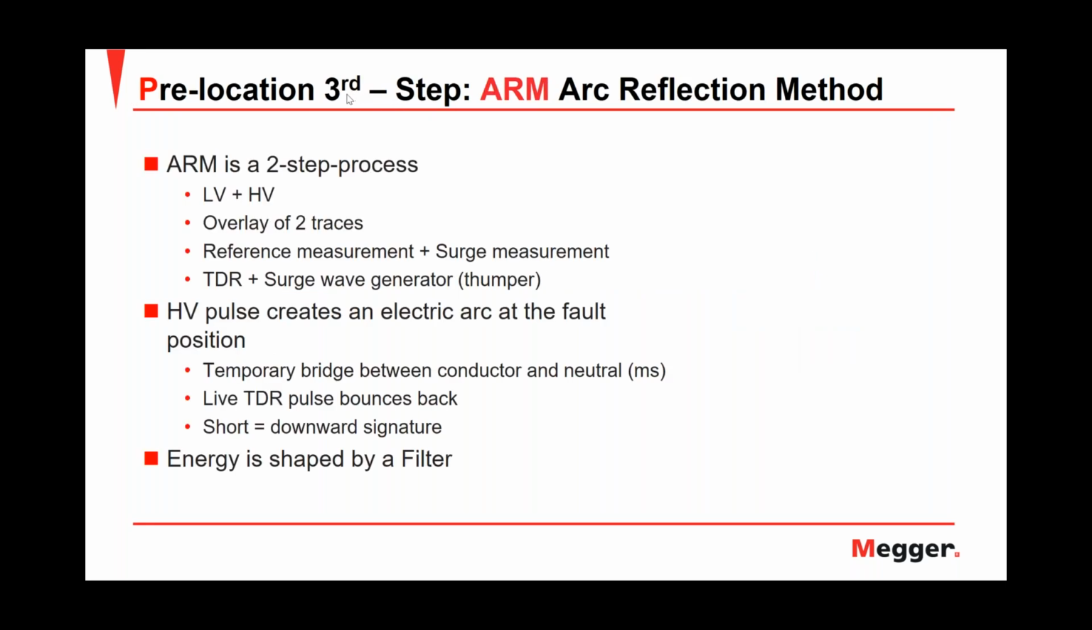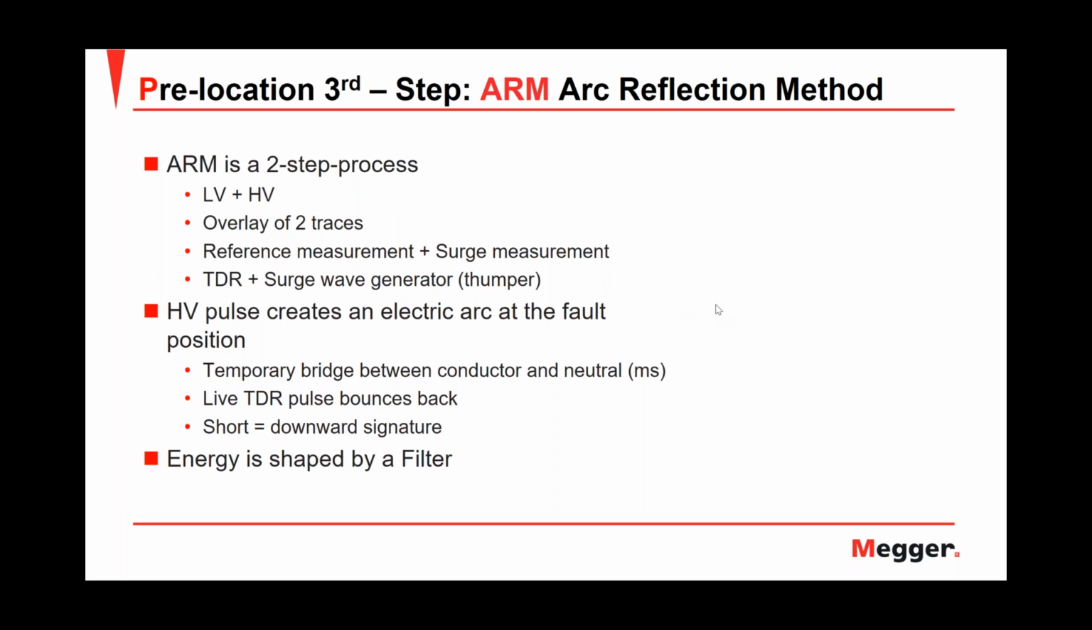So prelocation, we are still in the third step, and we need to combine the low voltage trace and the high voltage trace. So the arc reflection method is a two-step process in which we combine the low voltage trace from the TDR with the high voltage trace coming from the thumper. In this case, we will overlay the two traces. So we will have the blue trace of the reference measurement plus the source measurement of the red trace. And we will combine the TDR and the source wave generator or thumper. That is what we will do.